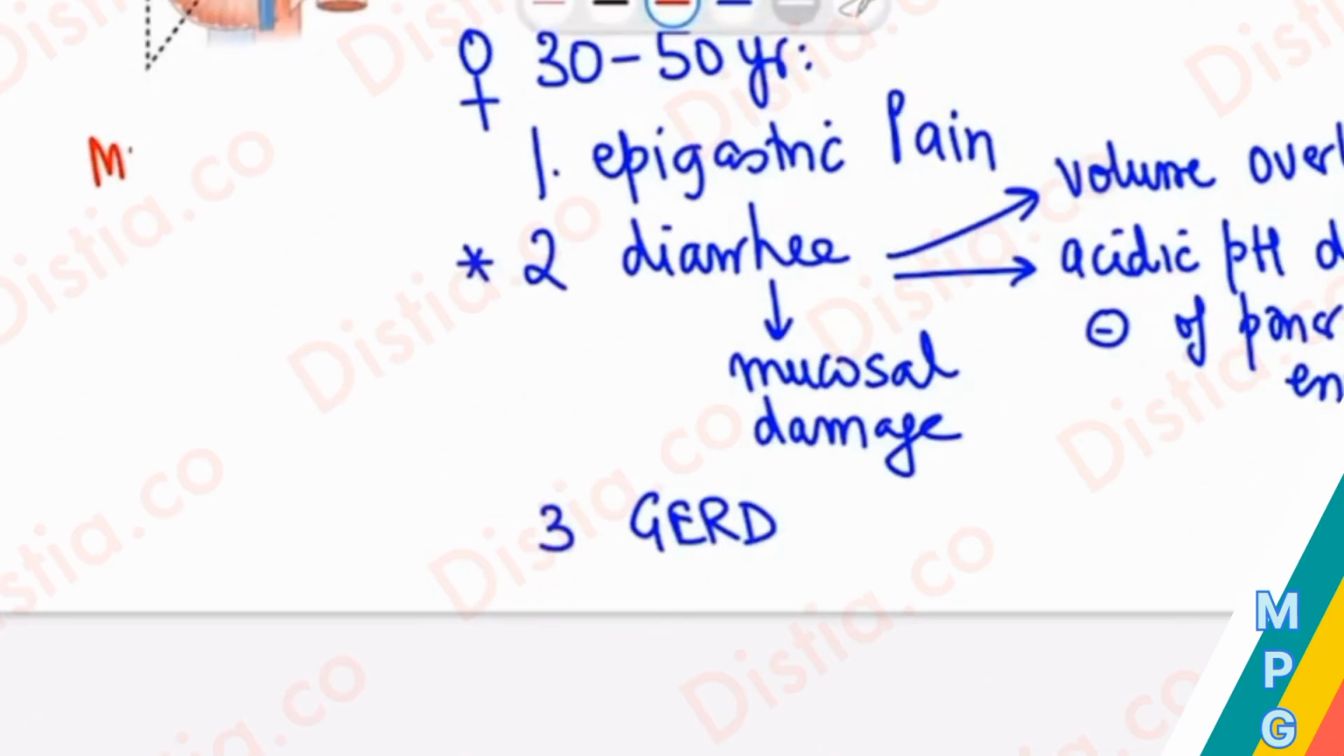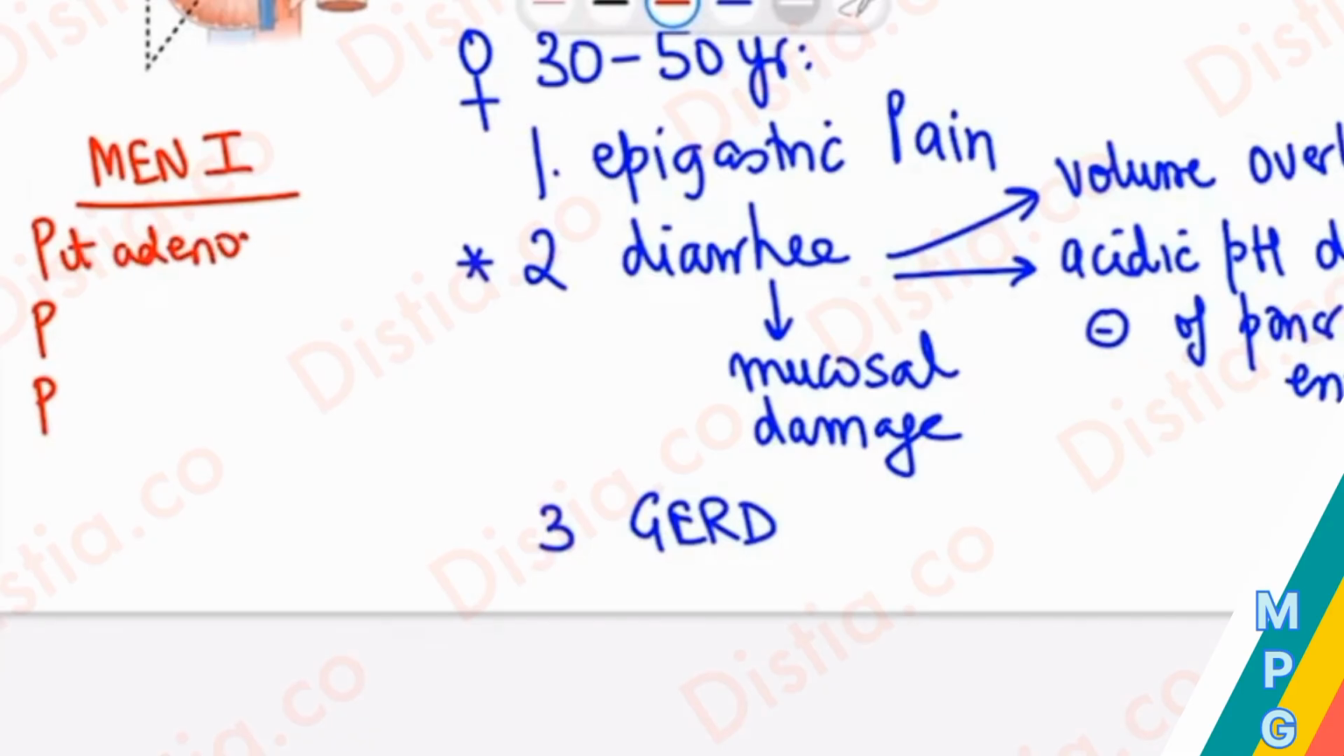I'll just use a different ink to highlight it. Though I have discussed multiple endocrine neoplasia separately, I'm just reminding you once again that there are 3 tumors. Each of them begins with the alphabet P in this case. This could be a pituitary adenoma, which could be overproducing prolactin. Then, when you come down to the second P, it could be a parathyroid adenoma. Now, this is very interesting.